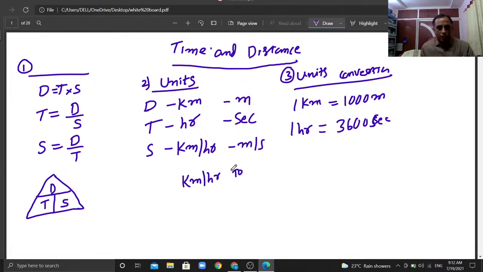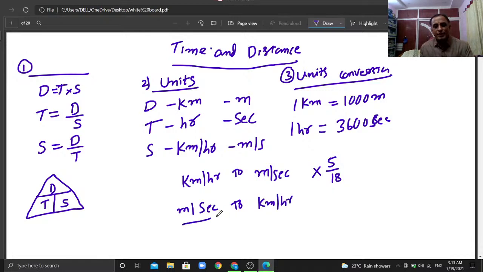How to convert the speed from kilometer per hour to meter per second? To convert the speed from kilometer per hour to meter per second, you should multiply with 5 by 18. Then how to convert the speed from meter per second to kilometer per hour? Just multiply with 18 by 5.